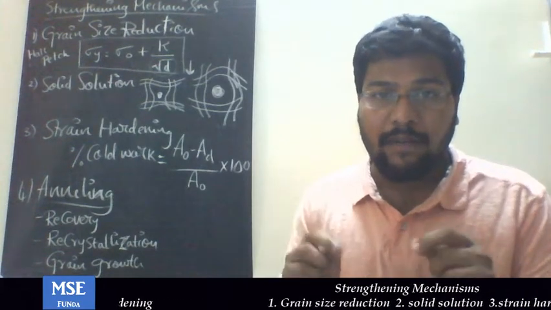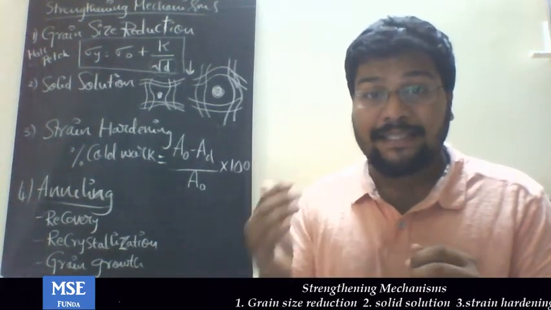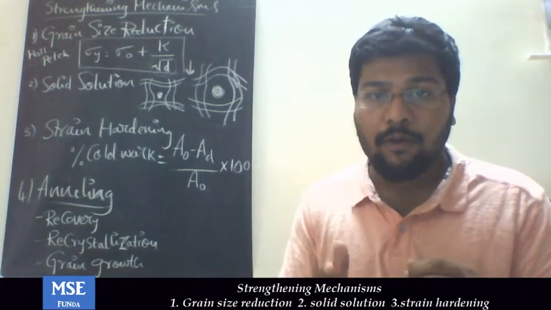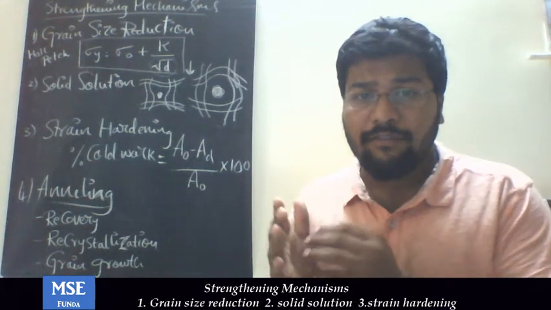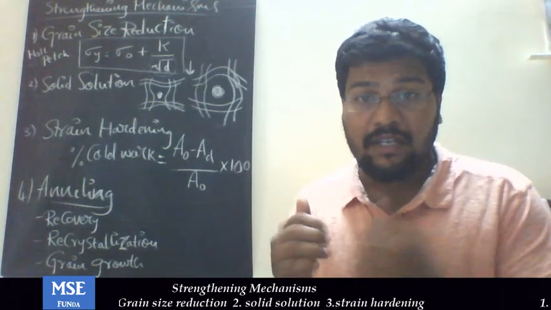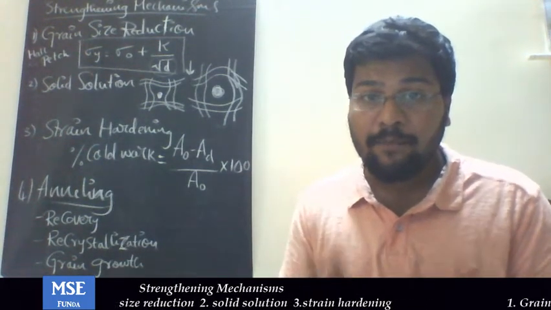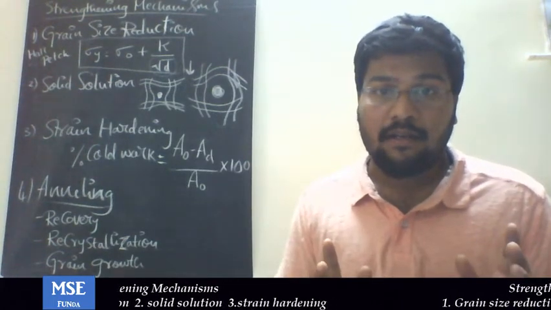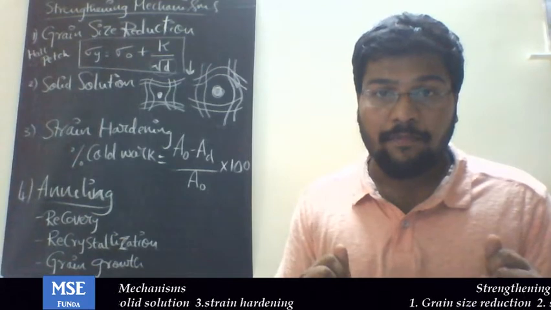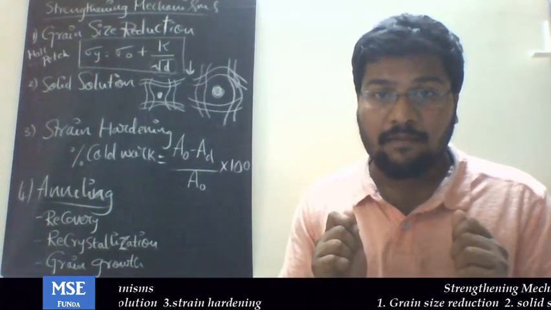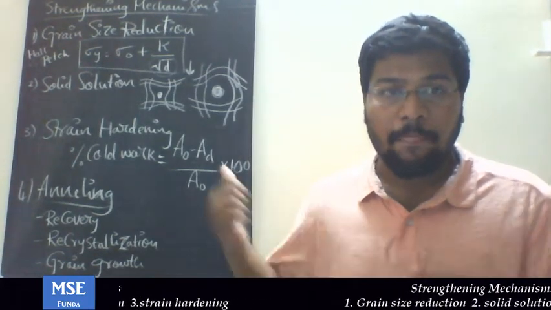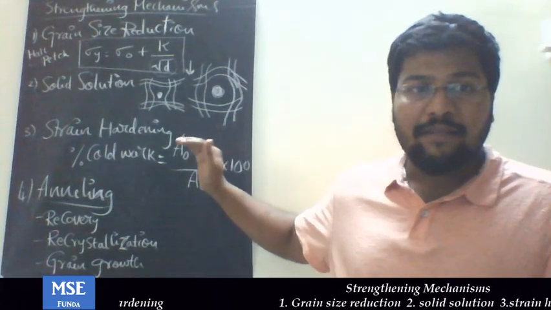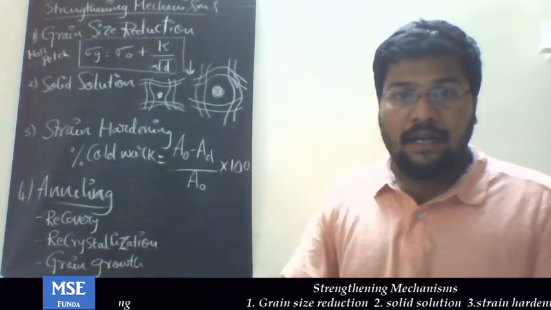Getting into the fundamental rules, if you want to increase the strength of a material, you have to impede or stop the motion of the dislocation. Once we impede the motion of dislocation, we will increase the strength of the material. By using this fundamental principle, we will deal with these 4 techniques. First, let us start with grain size reduction.